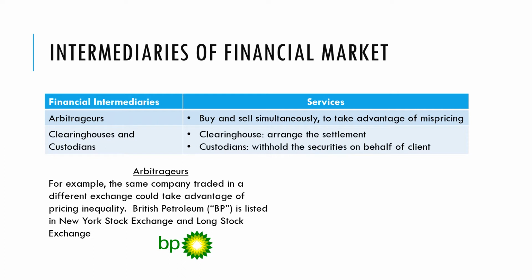Arbitrageurs are those who buy and sell simultaneously, to take advantage of mispricing. For example, the same company traded in a different exchange could take advantage of pricing inequality.